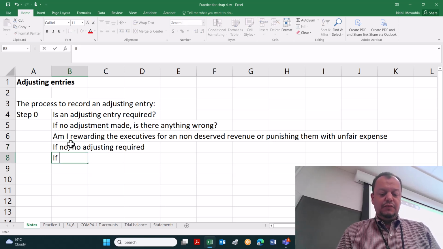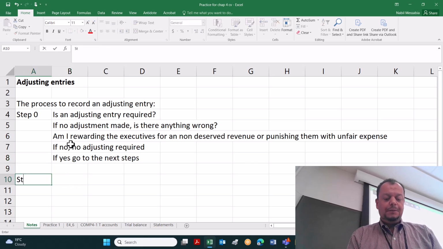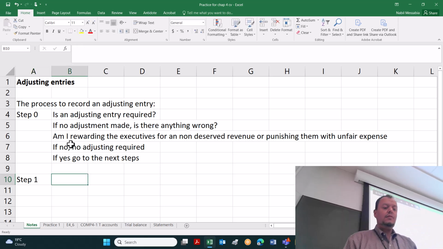If yes, then go to the next steps. Step 1 would be a very simple one. This is the easiest step.